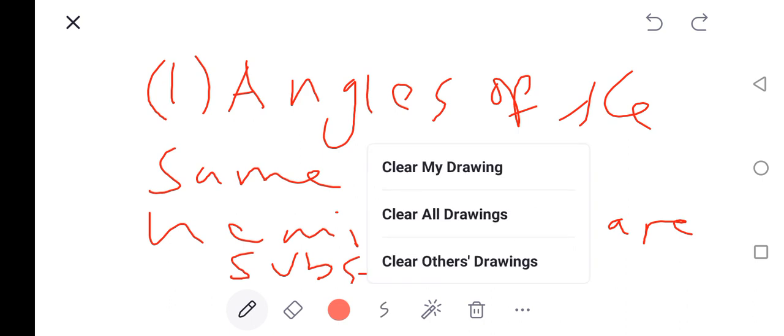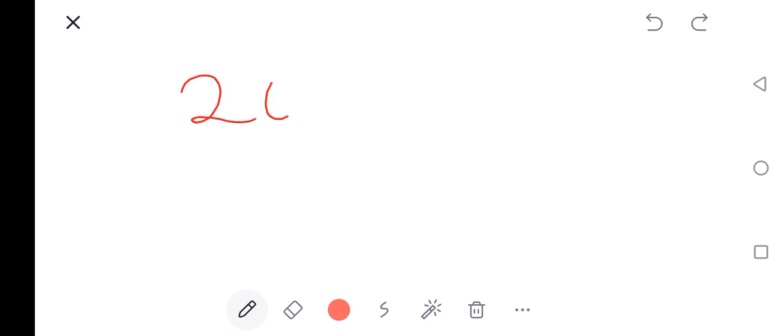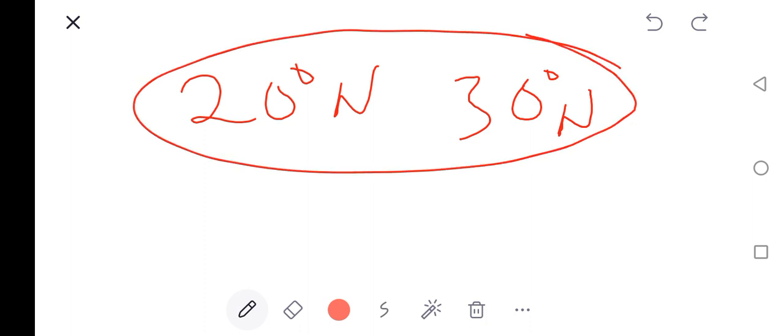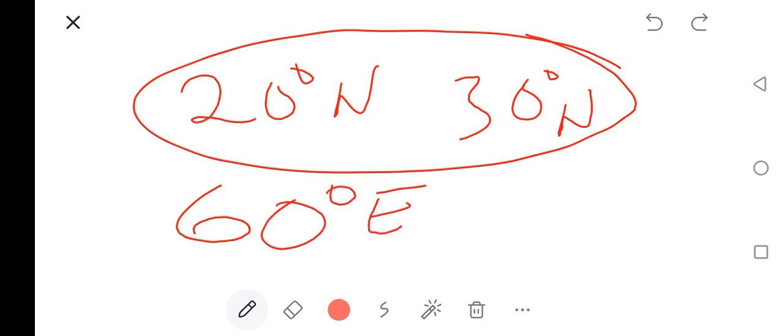So here we are saying if you are given 20 degrees north, 30 degrees north, you should subtract these two, starting with the bigger one. If you are given 60 degrees east, is it angles of the what? Angles of the same side or hemisphere are subtracted.